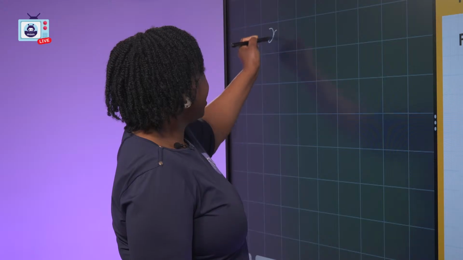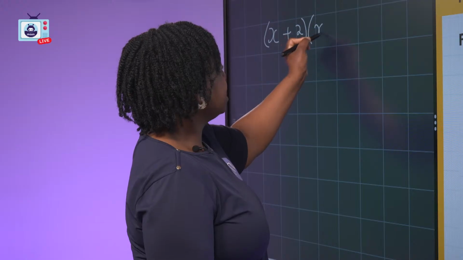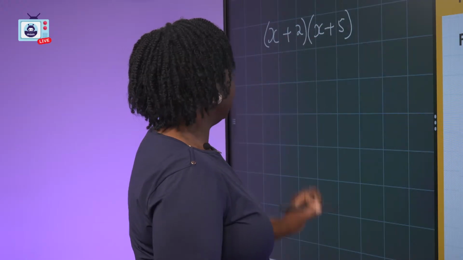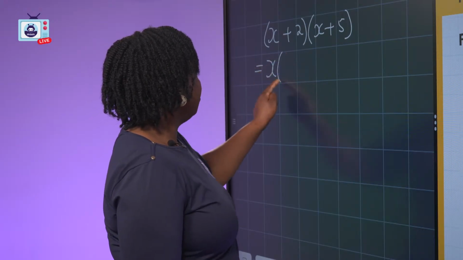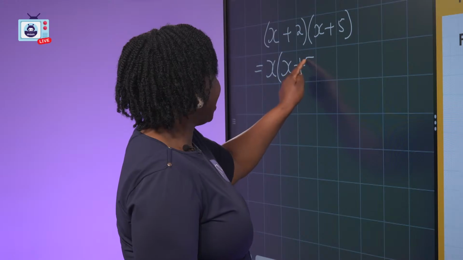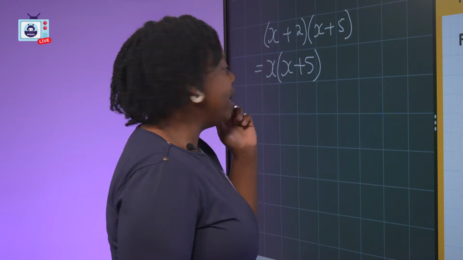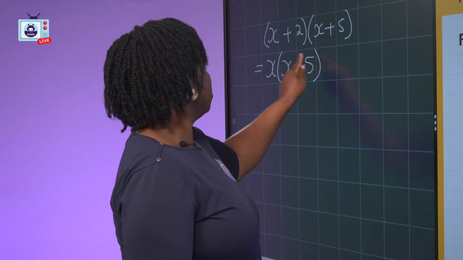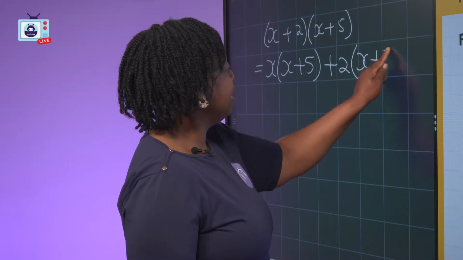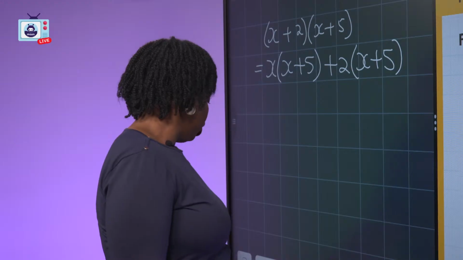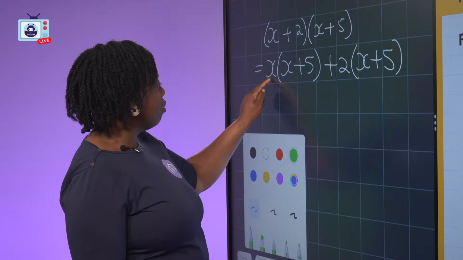So if we had x plus 2 in a bracket and we have x plus 5, what will happen is we're going to have an x and then x plus 5. So we are creating our own monomial and binomial together, right? So that will be plus 2 multiplied by x plus 5. Then we're going to do our monomial by binomial calculations.